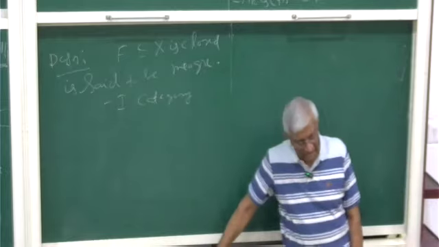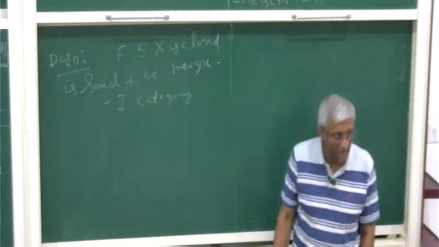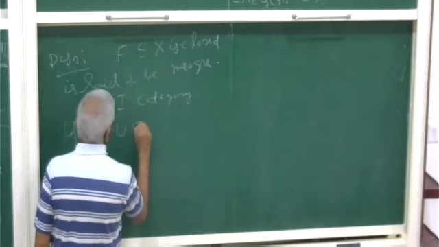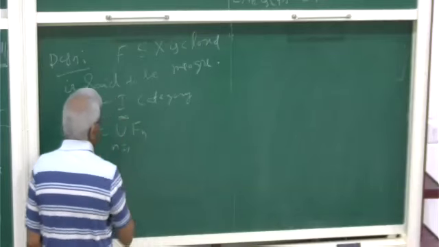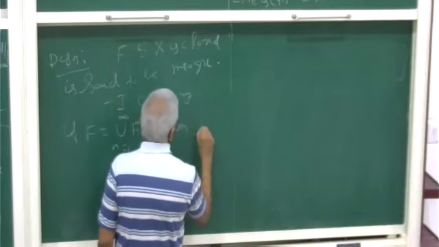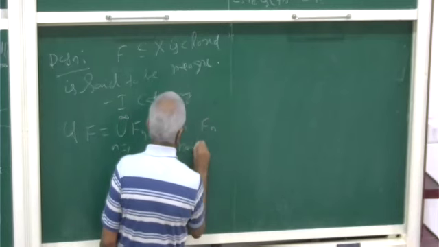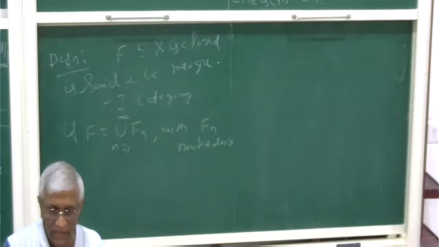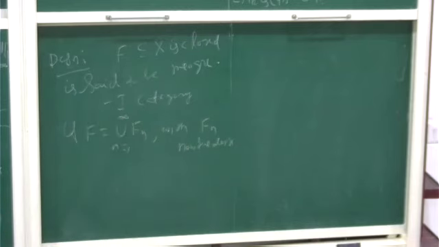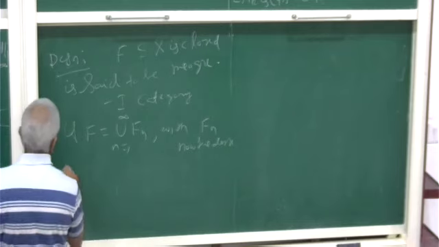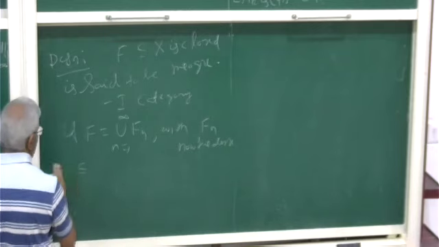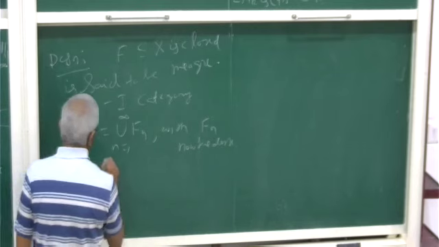Okay, this is first category, or meager. If F is equal to a union of Fn, countably many Fn, with each Fn nowhere dense, then any set which can be written as a countable union of nowhere dense subsets is called a meager set or first category. A set F contained in X is said to be second category.